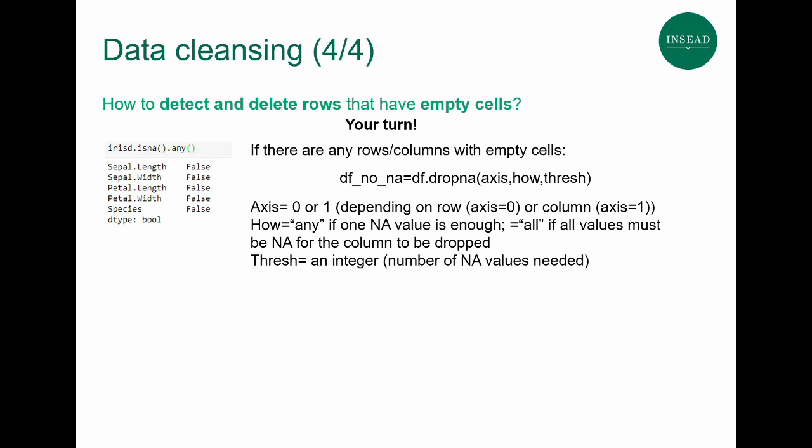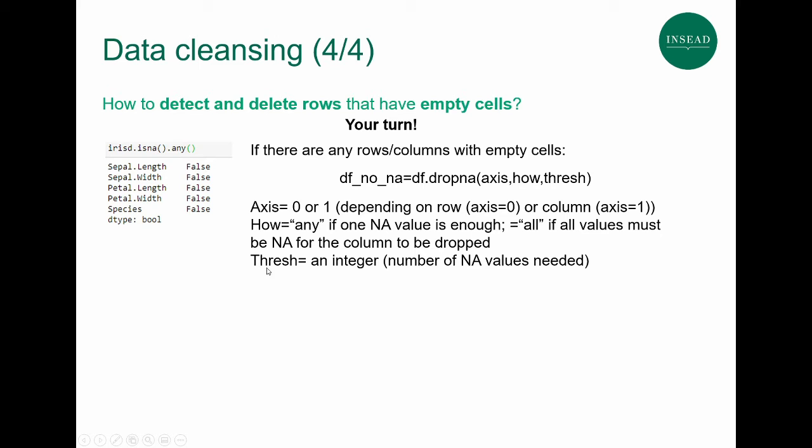If there are any rows and columns with empty cells, then you can use dropna to drop either the row or the column that contains these empty cells. So if you write here axis equals 0, you'll be dropping the row with the empty cell. If you write axis equals 1, you'll be dropping the column with the empty cell. How tells you how this is going to be done, so it depends on what you want. If one empty value is enough for you to drop that row or that column, then you should use how equals any. You should use all if all values must be empty for the column to be dropped or for the row to be dropped.